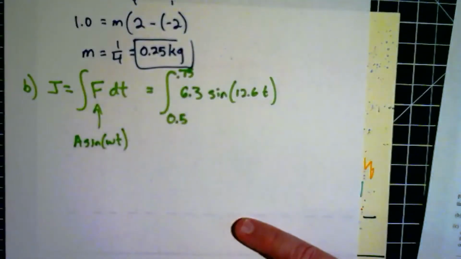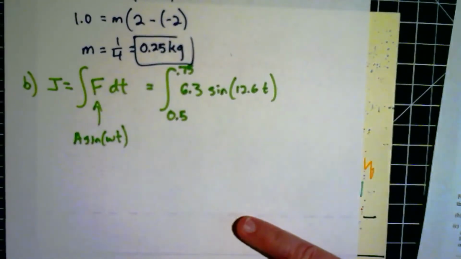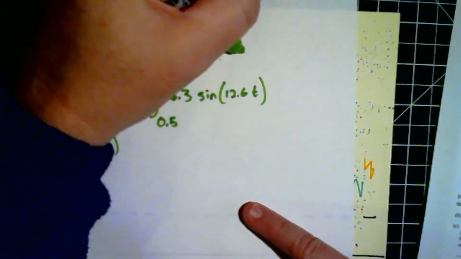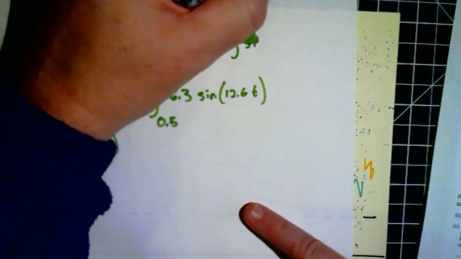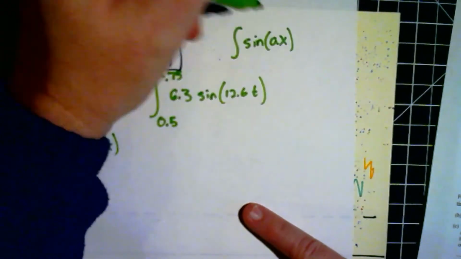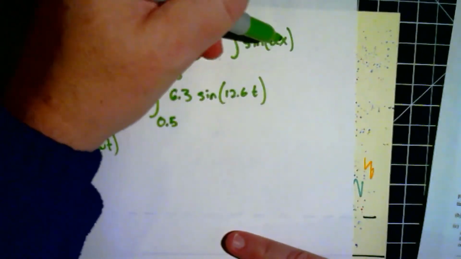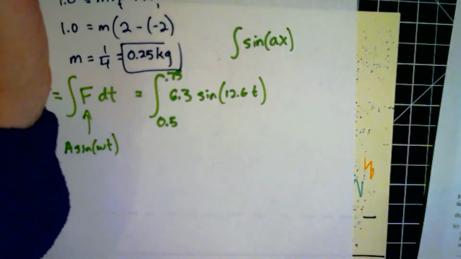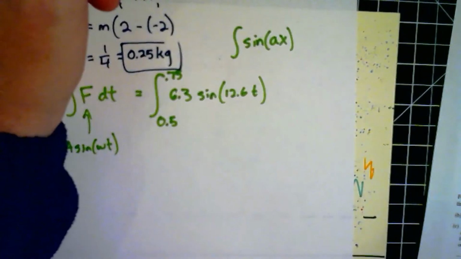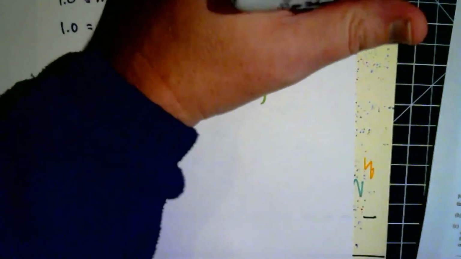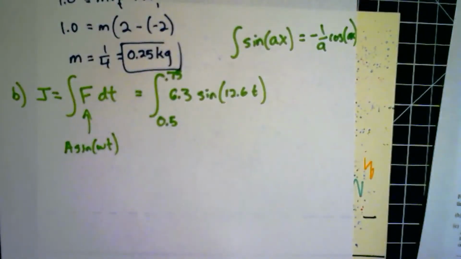So I need to take the integral of that. Now this has the form of the integral of sine ax. This is an integral that is typically not memorized, but I think it's on your equation page, and you can just look it up, where your integral is going to be negative 1 over a cosine ax. That's what the integral rule is for that.